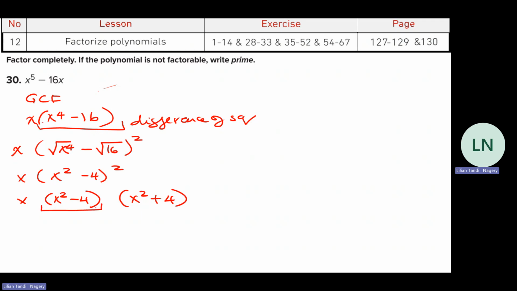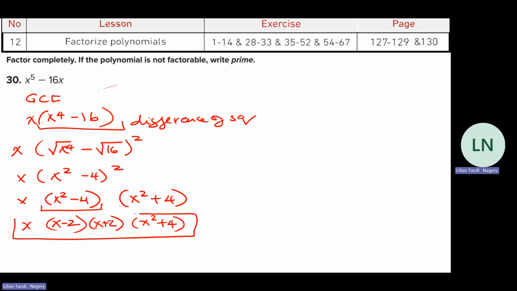Then you're going to break this down. This is also still perfect squares. So difference of squares, you need two brackets, x minus 2, x plus 2. This you cannot simplify, so you just bring it down. And you box your answer.